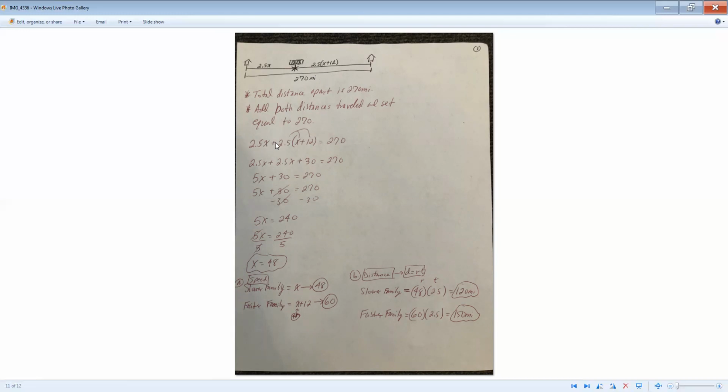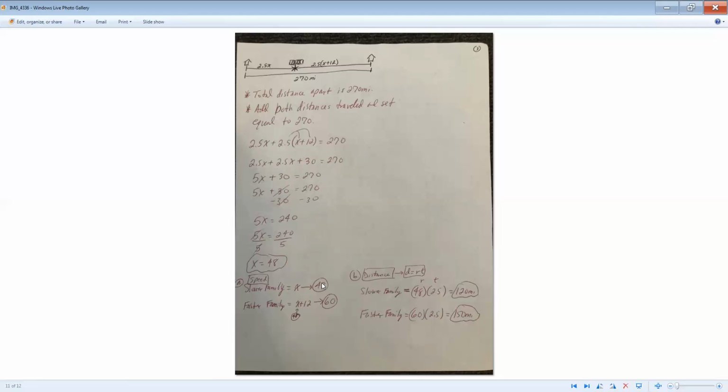So we take 2.5x, add it to the 2.5 times (x plus 12), and set that equal to 270 as our equation. Distribute: 2.5x plus 2.5x plus 30 equal to 270. Add 2.5x plus 2.5x, which would be 5x. 5x plus 30 equal to 270. Now we subtract 30 from both sides. It's 5x equal to 240. Divide both sides by 5. x is equal to 48.